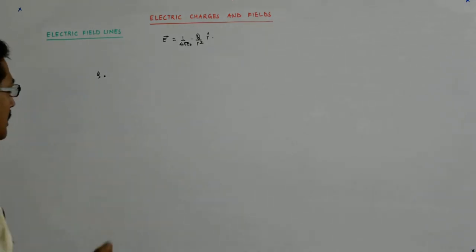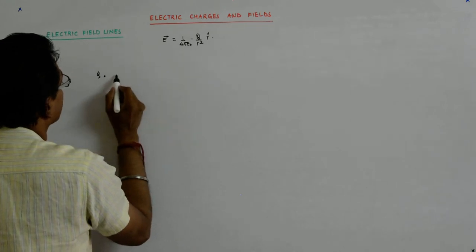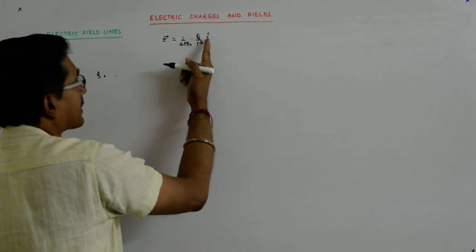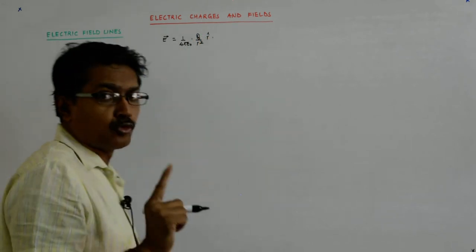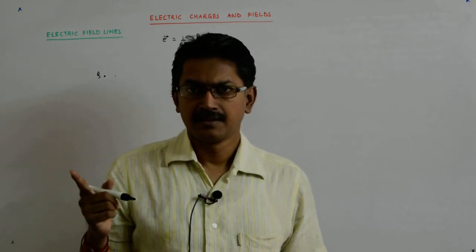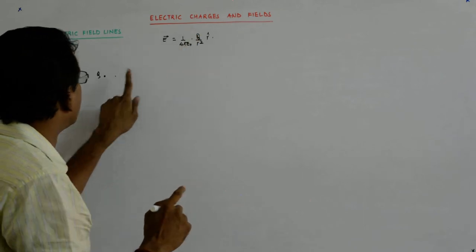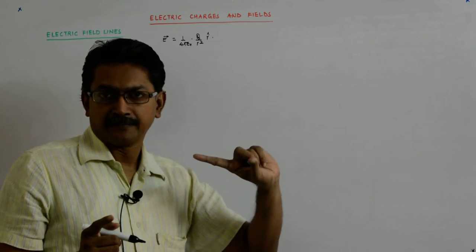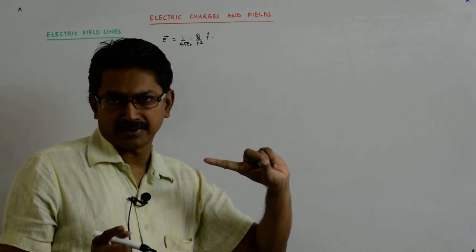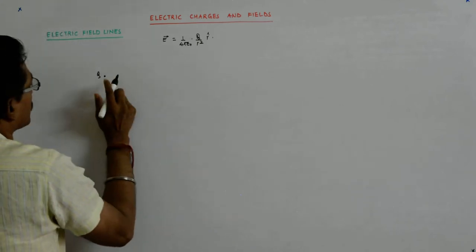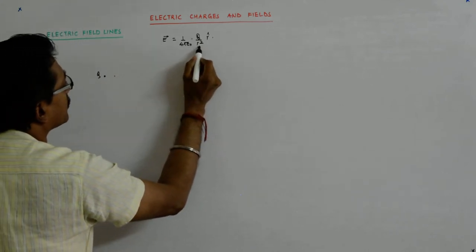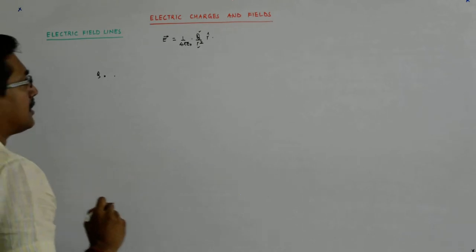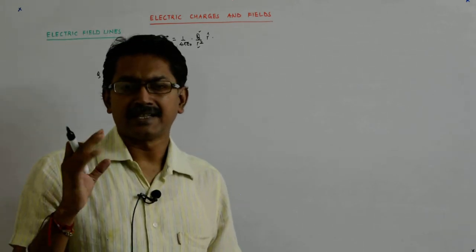Now, if this is the point, say, I want the field here, and R cap is an outward normal always. When Q is positive, this will remain an outward normal. When Q is negative, it will flip due to the scalar multiplication by a negative number, right? So here, depending on the value of this and the value of this, which is a constant, and this, I'll have a vector.